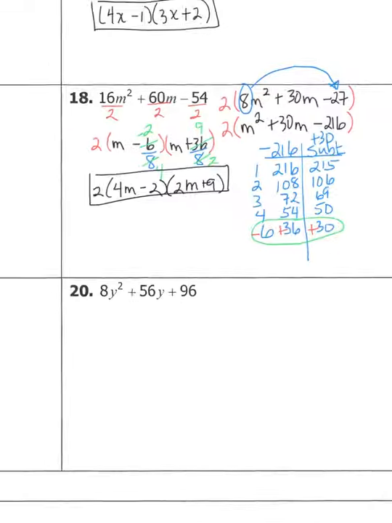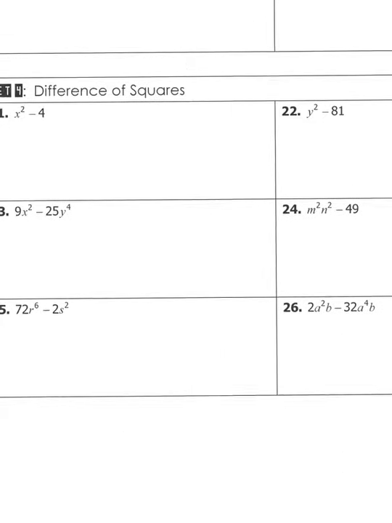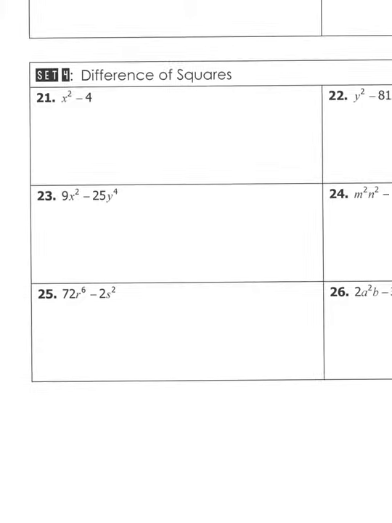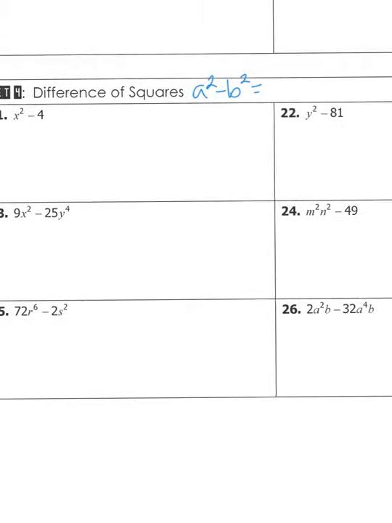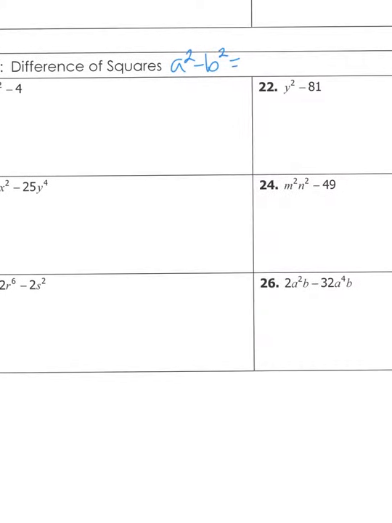All right, so one more section: difference of 2 squares. The difference of 2 squares has a pattern, and these are the easiest ones of all to factor as long as you can recognize that you have the difference of 2 squares. The pattern says that if you have 2 perfect squares and you're subtracting them, they factor into the pattern of a plus b and a minus b.